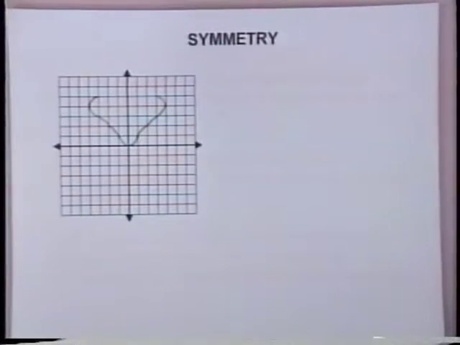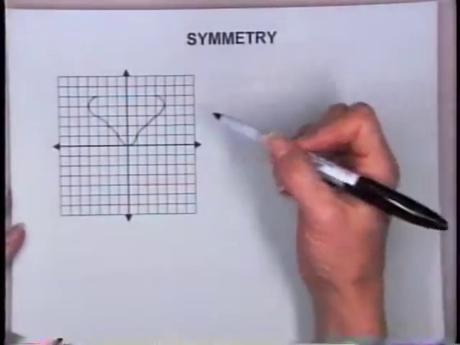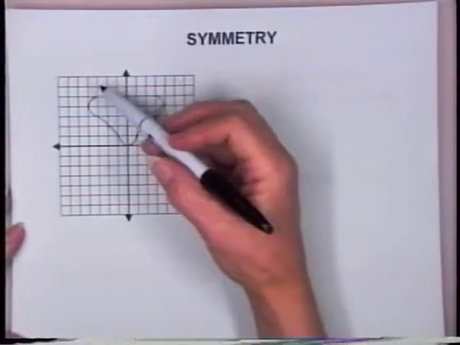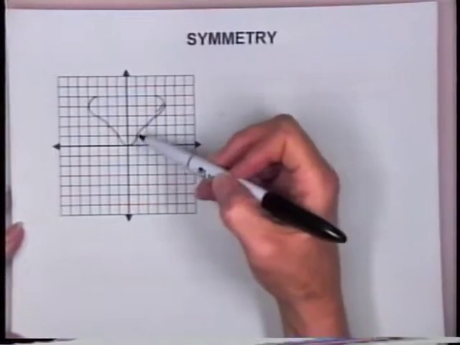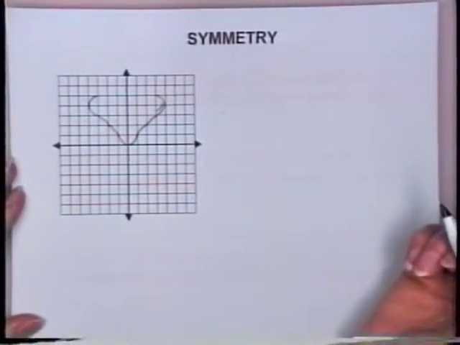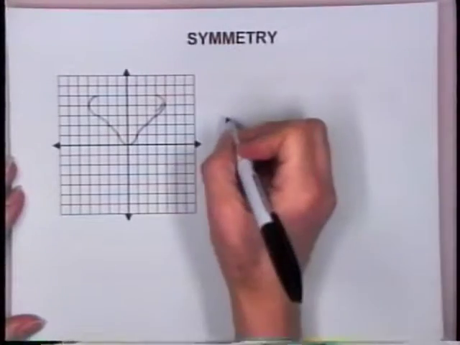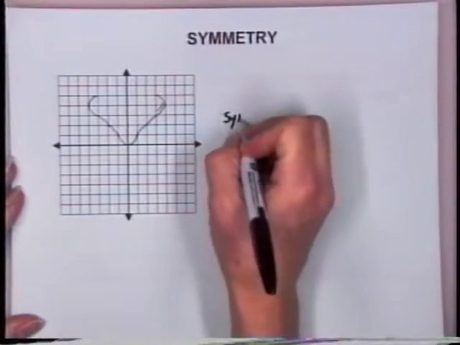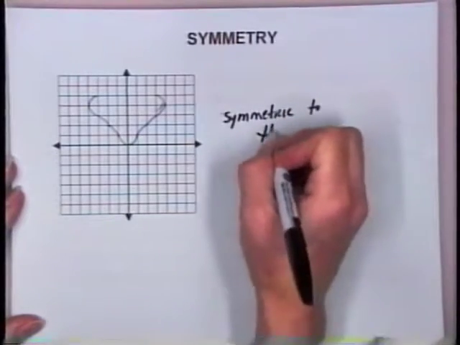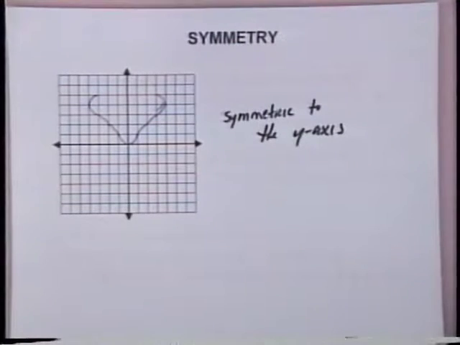Now, here I've just got a graph, and I've just titled this symmetry, but what I want you to notice on this graph, this half of my graph right here looks exactly like this half over here in terms of it being a mirror image. Now, the mirror, of course, would be what? My y-axis. So we say this graph is symmetric to the y-axis. Okay? Symmetric to the y-axis.